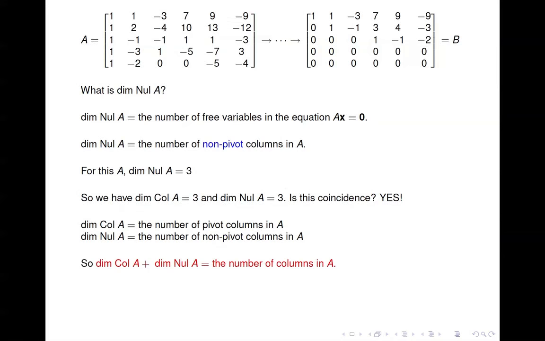And so if the dimension of the column space is 3, then the dimension of the null space is going to be 6 minus 3, which is also 3. So that's totally coincidence. Had there been 7 columns, the dimension of the null space would have been 4.